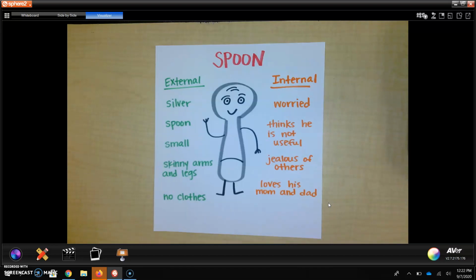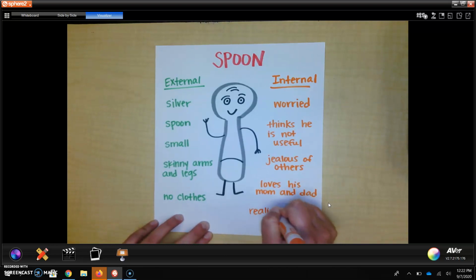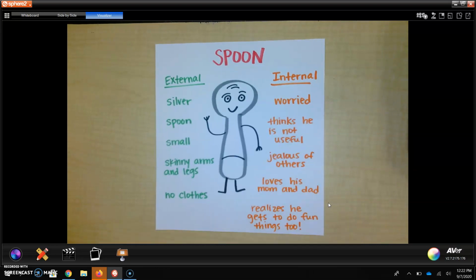And then finally, at the end of the book, Spoon realizes he gets to do fun things too. So at the end of the story, after he was talking with his mom and everything, he finally realizes, so he thought, and notices that he actually does get to do fun things. His mom pointed out all the cool things that spoons get to do, and he does realize that he gets to do fun things too.